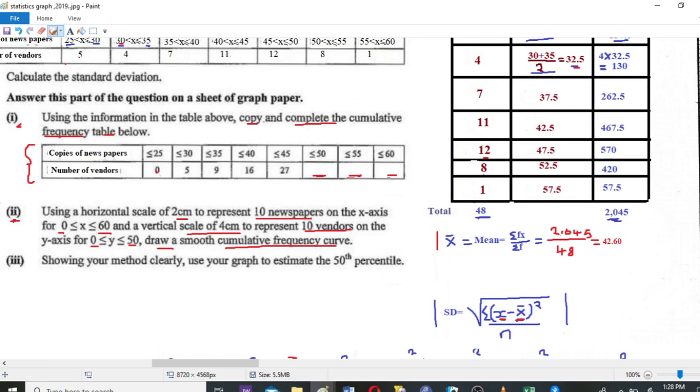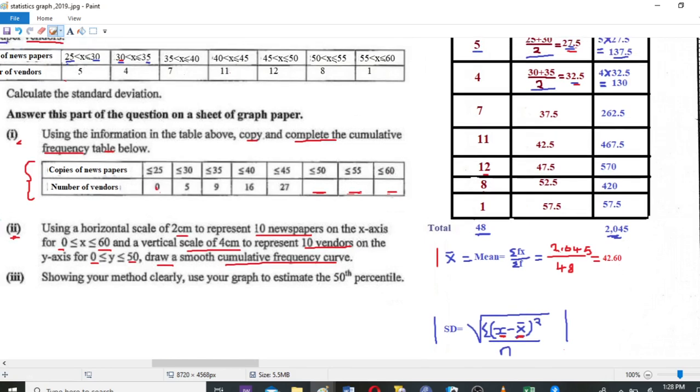So how do we do that? We add the frequency and the cumulative frequency value. We have 0 from the cumulative frequency table here. So 0 plus 5, we get 5. 5 plus 4, we get 9. 9 plus 7, we get 16. 16 plus 11, we get 27. 27 plus 12 gives us 39.